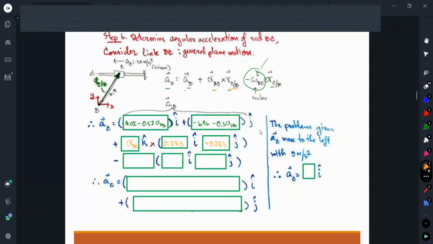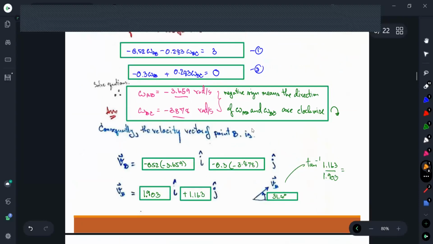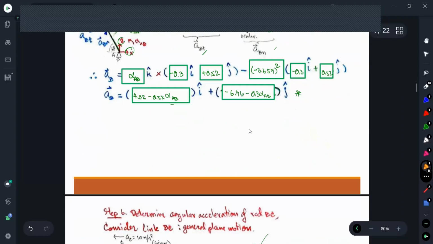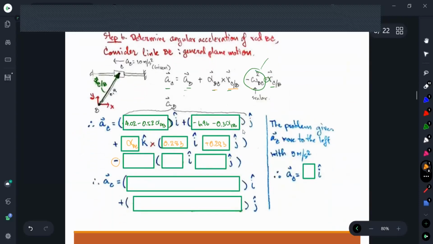And moving to the last term, that is equal to minus omega BC squared. Omega BC we now already know, right? Omega BC is minus 3.878, but squared, multiplied with r C/B. r C/B here is equal to minus 0.283 i plus 0.283 j.